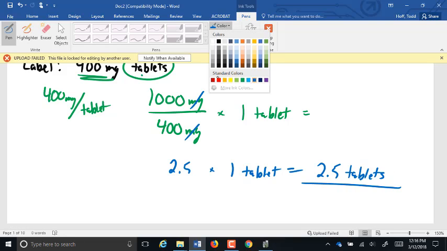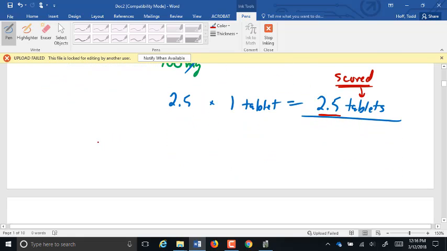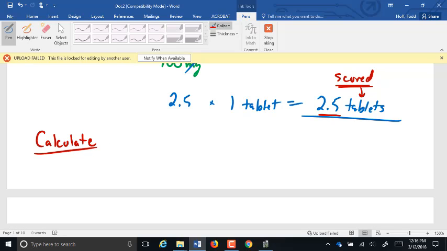Now, something we'll talk about will be scored tablets. A scored tablet means it's marked so it can easily be broken in half or chopped in half. When we're dealing with tablets, we usually round to the nearest half of a tablet. That's something we'll have to get used to. Let's say we calculate 3 1/3 tablets.